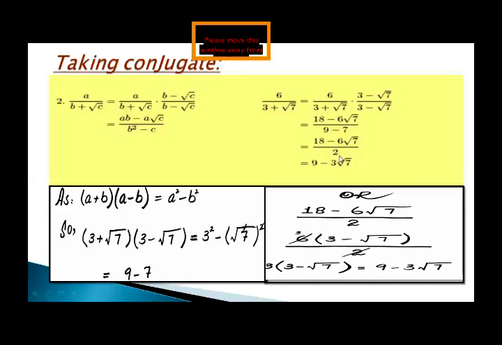Another method is also shown here. That is, 18 minus 6 root 7 upon 2 can be simplified by taking 6 as the common factor from the numerator, and that 6 will be reduced by the denominator, which is 2: 2 ones are 2, 2 threes are 6. So we have 3 minus root 7, and 3 will be the coefficient after the reduction. So it is 9 minus 3 root 7. By using either method, we will get the same answer, 9 minus 3 root 7.